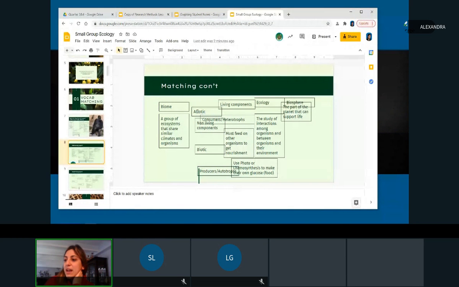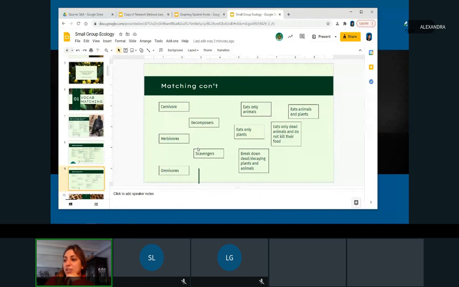What's going on with the abiotic versus biotic definitions? So what is abiotic? Good. Abiotic is non-living. Good. And biotic is living. Good. Awesome, you guys. Okay, let's go on to number 9. Slide 9. We've got a little bit more matching to go.